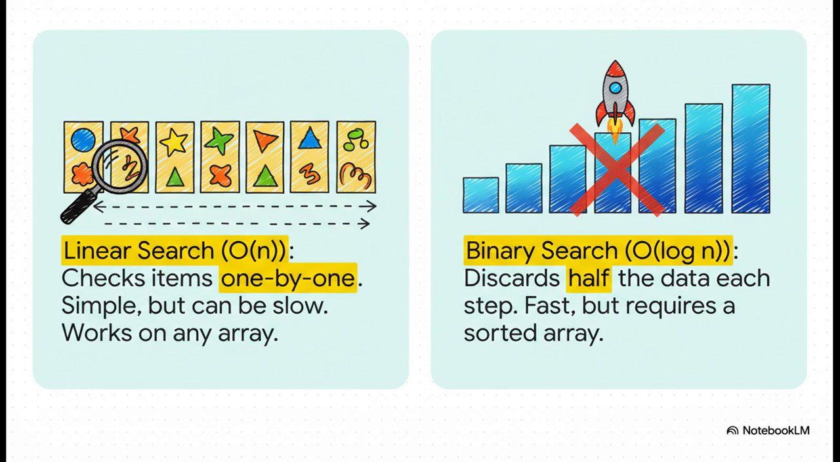The first is the one you'd probably think of first, a linear search. You just start at the beginning and check every single box, one by one, until you find what you're looking for. It's simple, but man, it can be slow. But if your array is sorted, you can unleash a superpower called binary search. It's way, way faster, but it has one non-negotiable rule. The data has to be in order first.